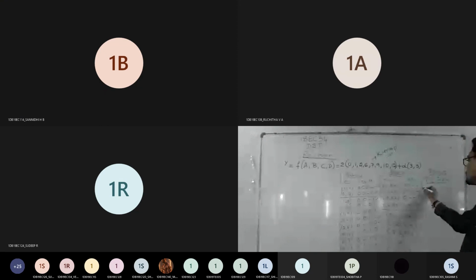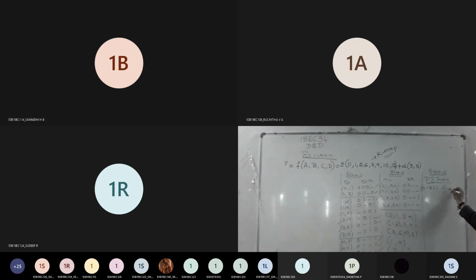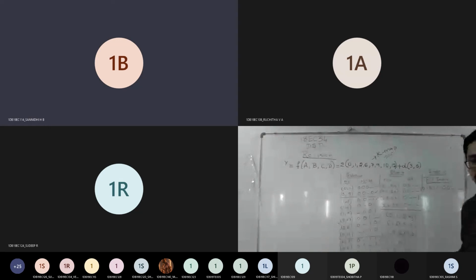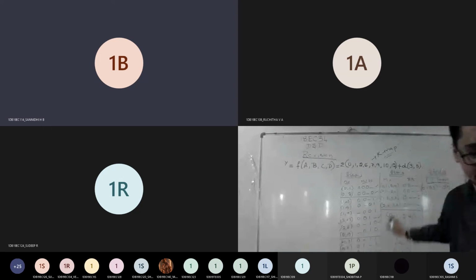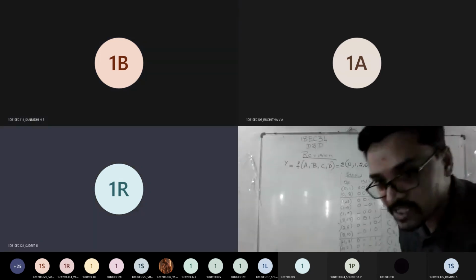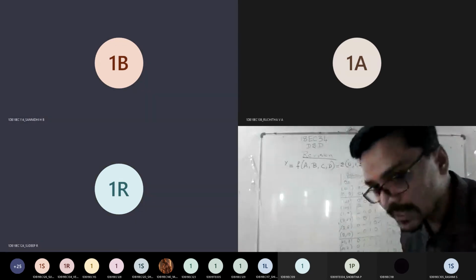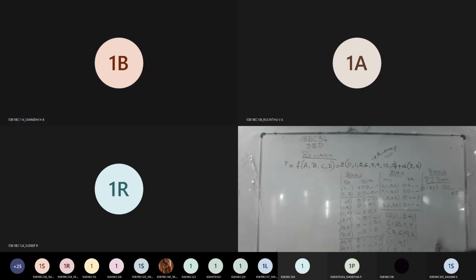Represent here 0, 1, 2, 3. What is the equivalent term for this binary representation? 0, 0, dash, dash. Yes, sir. 0, 0, dash, dash means what is the equation for this? A bar, B bar. Good. So write that A bar, B bar. Fine. Next, 1, 3, 5, 7.